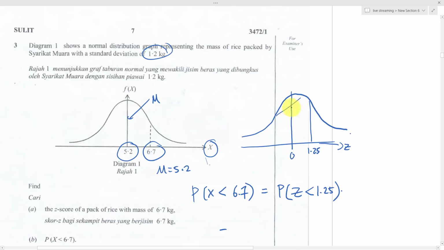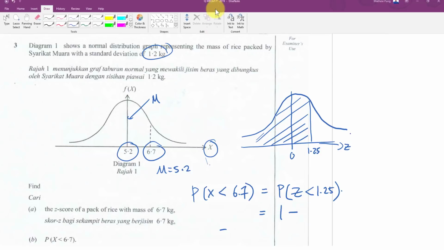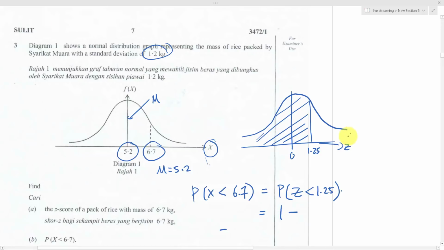1.25 will basically be this area, isn't it? This area is already more than 0.5. If this value is more than 0.5, what you can do is use the total, which is 1 minus the red colored region, which is this one. So what is this? This one is z bigger than 1.25, isn't it? Bigger, positive, we can find it in the z value table.